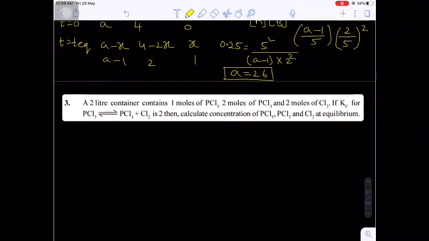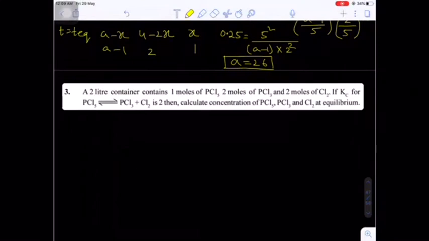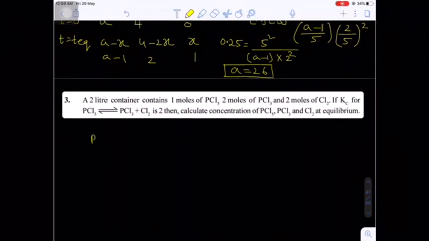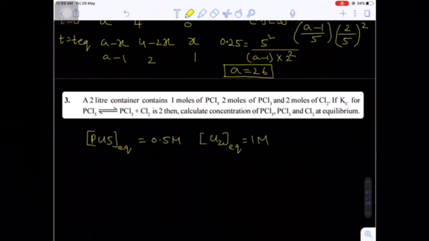Next, here one question is given for you. Try yourself. I am writing the concentration of PCl5 at equilibrium, that is 0.5 moles per liter. Concentration of Cl2 at equilibrium, that is 1 mole per liter, and concentration of PCl3 is given, which is equal to 1 mole per liter.